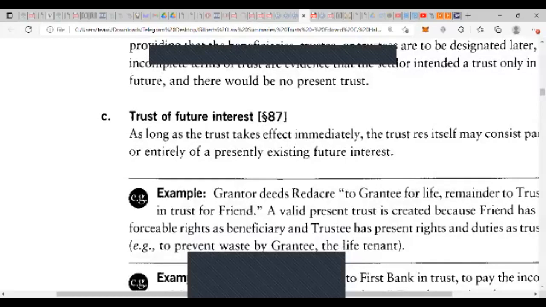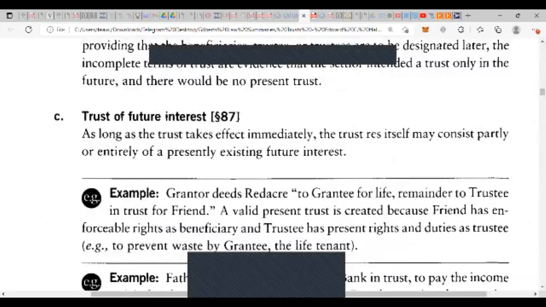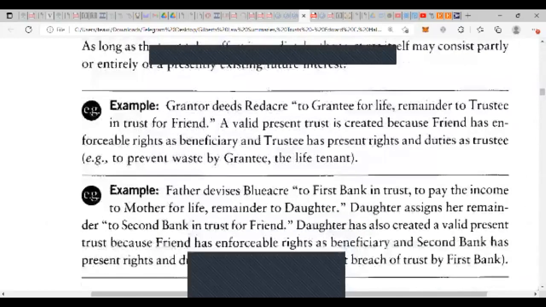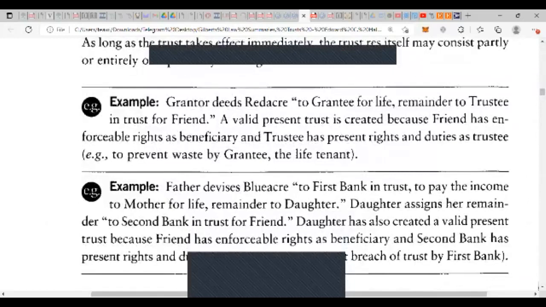As long as the trust takes effect immediately, the trust res itself may consist partly or entirely of a presently existing future interest. Example: grantor deeds Redacre to grantee for life, remainder to trustee in trust for friend. A valid present trust is created because friend has enforceable rights as beneficiary and trustee has present rights and duties as trustee, such as to prevent waste by grantee, the life tenant.